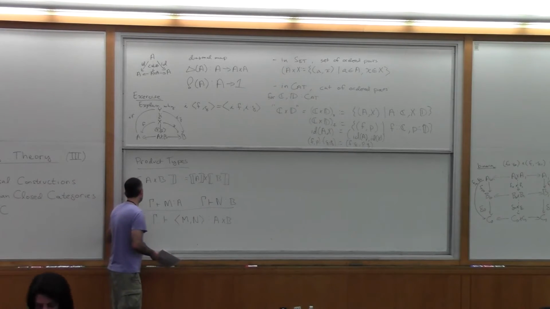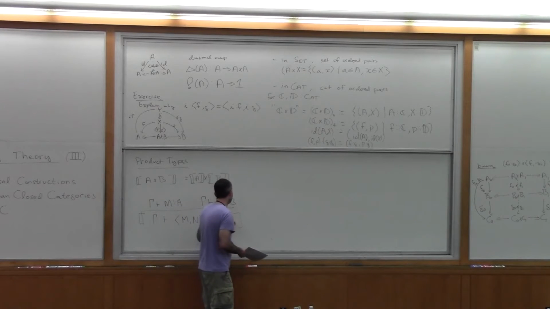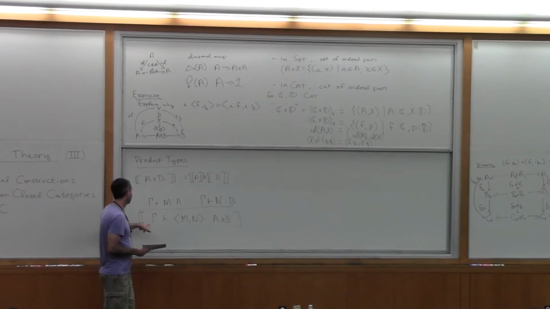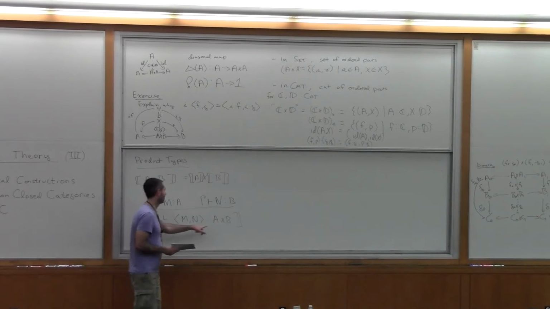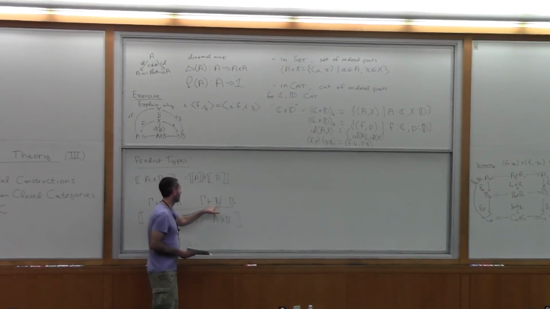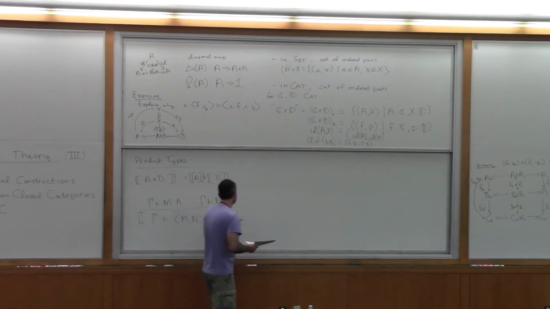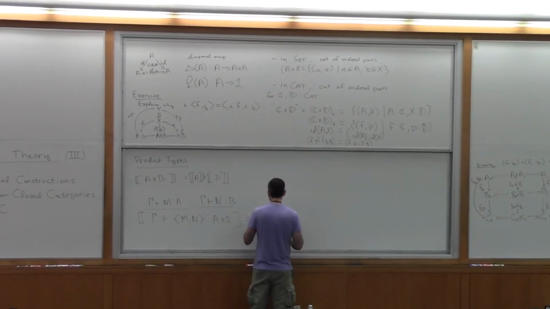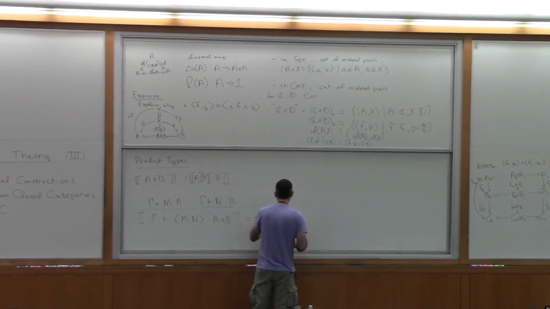So let's see how we can interpret this using the things that we have around for products. Okay, well, whatever this is, it has to be a map from the interpretation of gamma to the interpretation of the product type. But what we have is a map from gamma to the interpretation of the first factor, and a map from gamma to the interpretation of the second factor, sorry, I should say factor, not projection, right? So we can interpret this to be the categorical tuple of the respective interpretations.